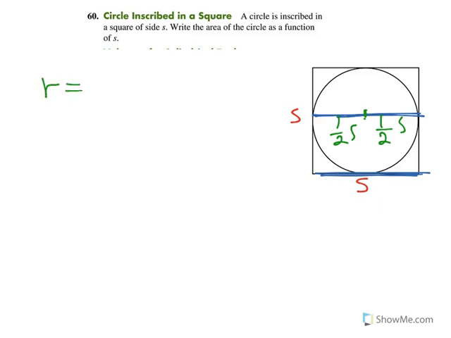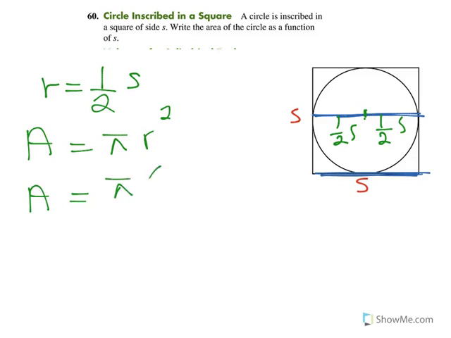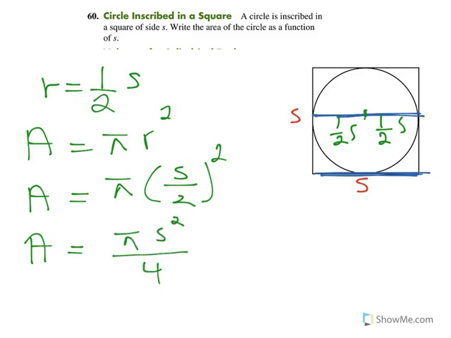So if r is equal to half s and the area is pi r squared, then replacing r, it will be pi times s over 2, squared. With a little simplification, it will be pi s squared over 4. And this is the area of the circle as a function of the side length. Okay, so that's how we solve these kinds of examples.